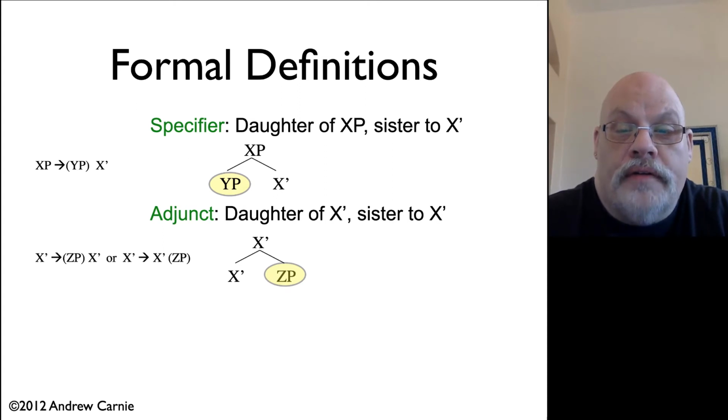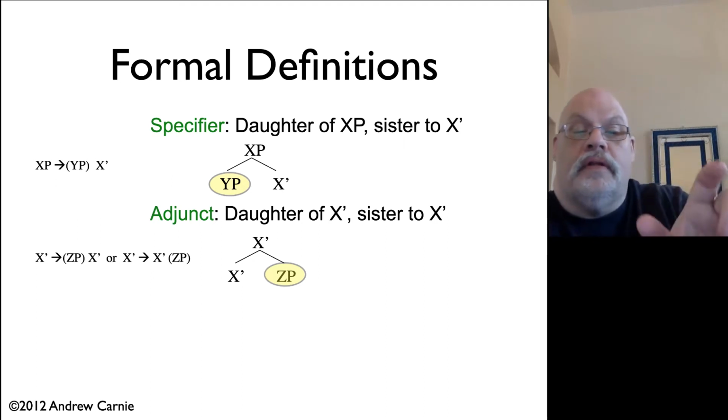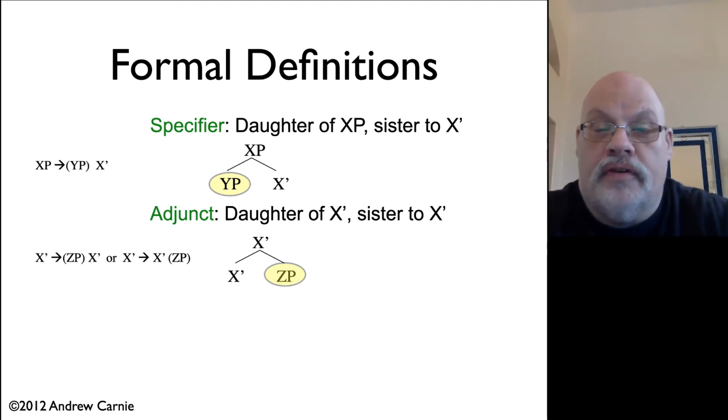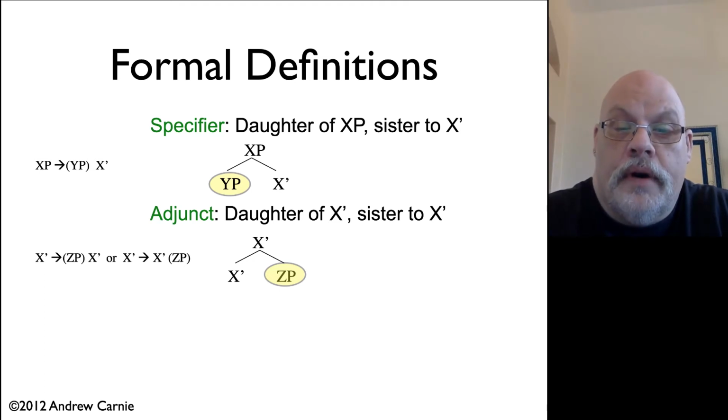Adjuncts are daughters of bars, sisters to bars. So the ZP here is an example of an adjunct. It could have appeared on the other side, too, and it still would be an adjunct, as long as it's a daughter of a bar and a sister to bar. Notice that these definitions, daughters and sisters, entail that the relevant criterion is immediate dominance. So ZP is immediately dominated by X bar, and another X bar is immediately dominated by the same one. That's just a different way of saying daughter to bar, sister to bar.